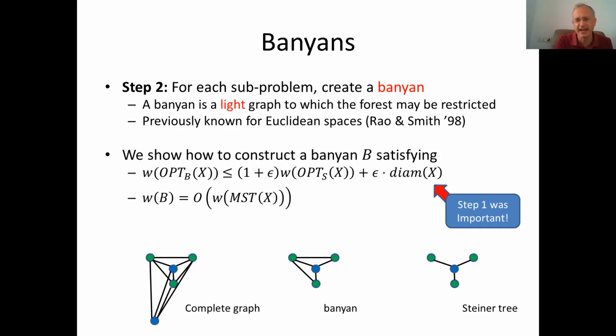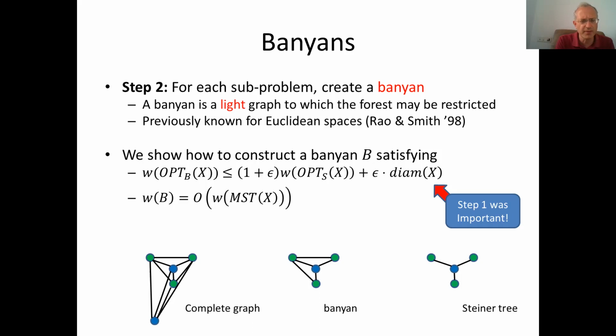The banyan satisfies that the weight of the optimal solution for x restricted to the banyan is bounded by 1 plus epsilon times the optimal solution not restricted to the banyan, plus a small term in the diameter. And because of step 1, we can pay this small term in the diameter. Also, the banyan itself is relatively light. It doesn't weigh much more than the MST of x, and that's important for the dynamic problem.